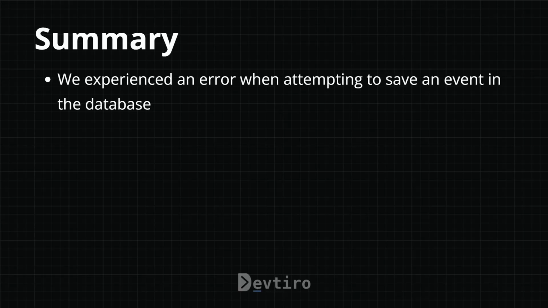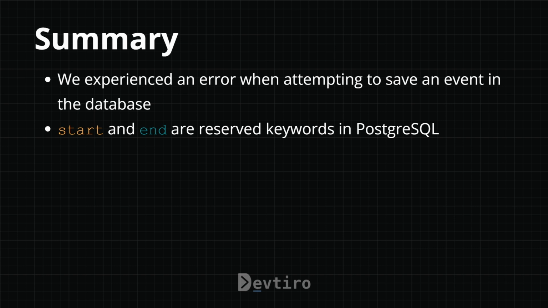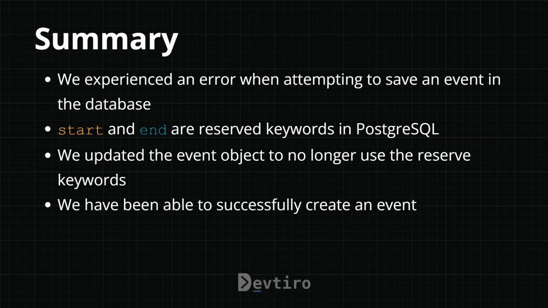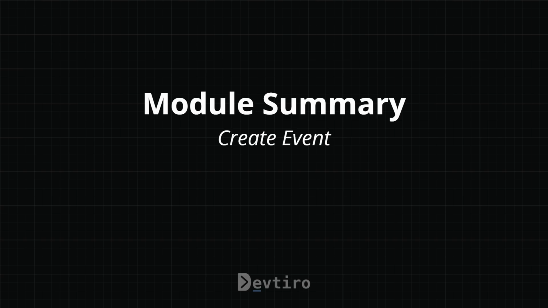So in summary, we experienced an error when attempting to save an event in the database. Start and end are reserved keywords in Postgres. So we updated the event object to no longer use the reserved keywords, and we've now been able to successfully create an event. So let's recall what we've achieved in the create event module.